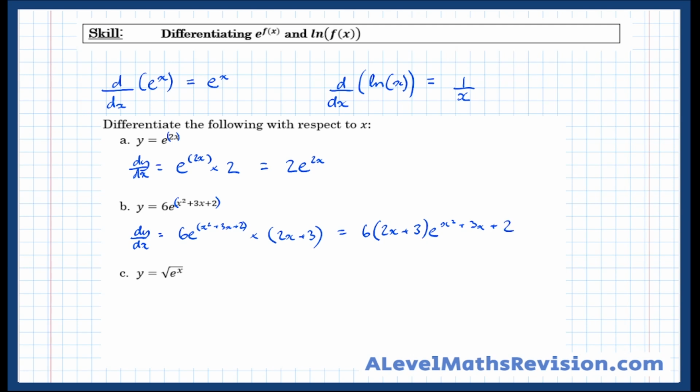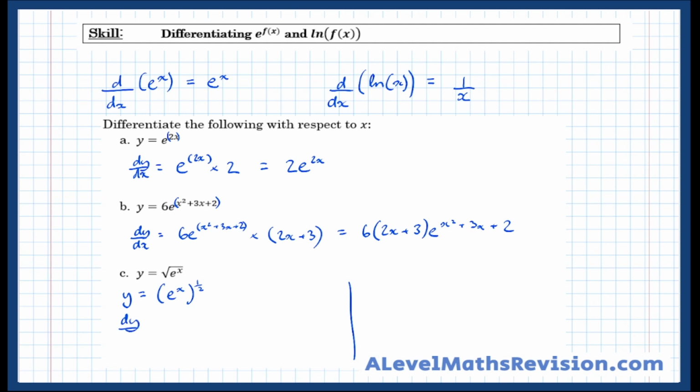Part C. So there's two different ways we can do this one. So I'll split the page down the middle and I'll show you two different ways you can do this. But maybe you want to pause and have a go at it yourself. Either way, completely up to you. So this one here, y equals root of e to the x. One way of doing it is to rewrite it as y equals e to the x to the power of a half.